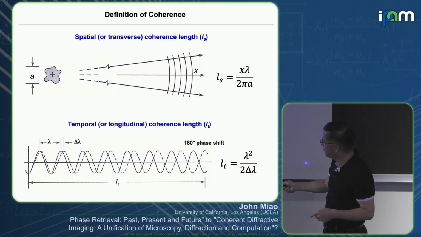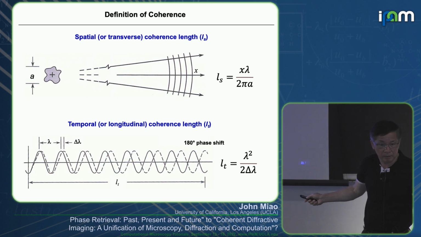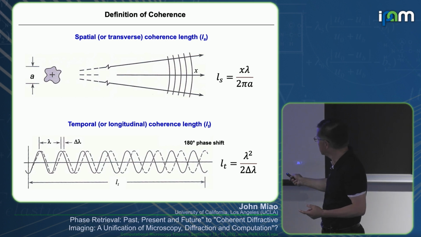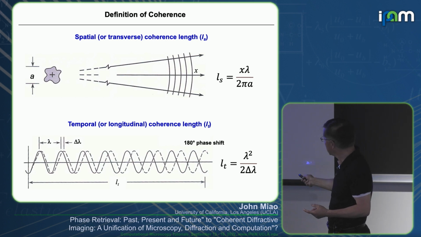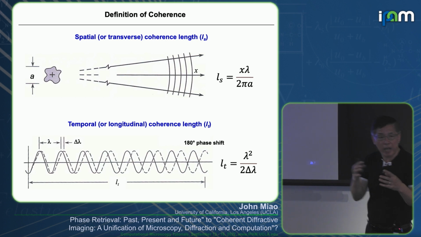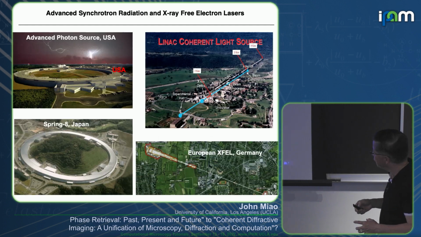So when the wave propagates, there cannot be delta lambda equal to 0, because that violates the uncertainty principle. So after distance LT, this becomes a 180-degree phase shift. Okay, this is called the temporal coherence length. So in our case, we have to make sure the sample is smaller than the coherence length. Actually, we got the coherent.